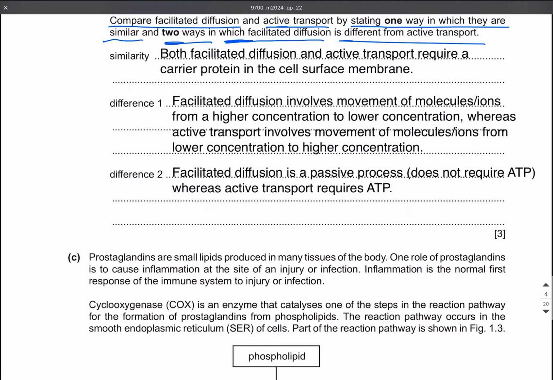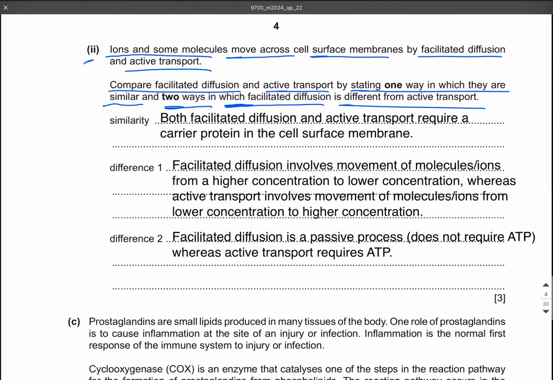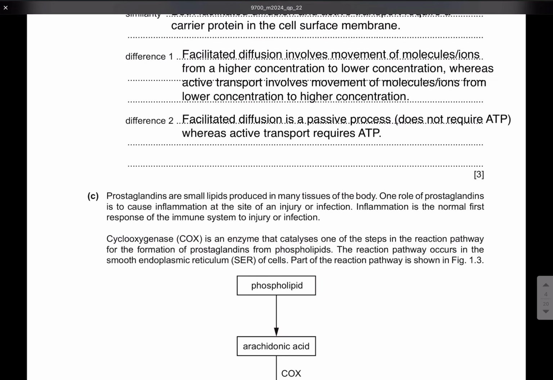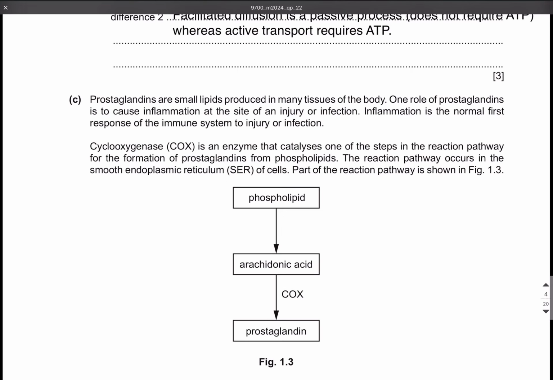Facilitated diffusion involves the movement of molecules or ions from a higher concentration to a lower concentration, whereas active transport involves the movement of molecules or ions from a lower concentration to higher concentration. If we talk about similarity, then both facilitated diffusion and active transport require a carrier protein in the cell surface membrane. Let's move on to part C.